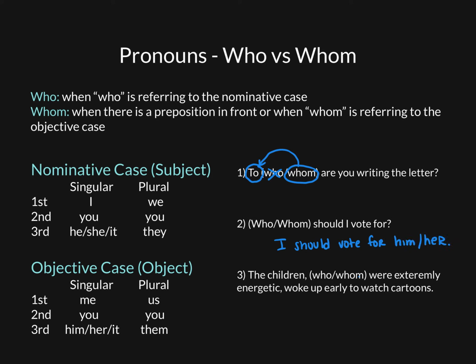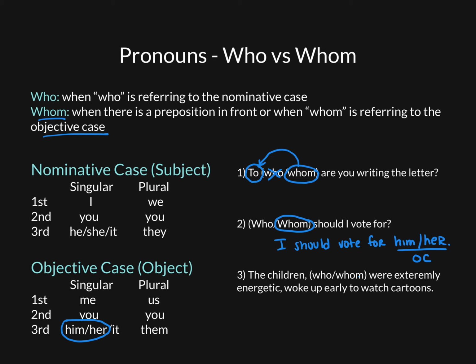And if we notice, him or her comes from the objective case right here. So since this is the objective case, and the objective case here refers to whom, we're going to use whom within this sentence. Now, our next sentence: the children who or whom were extremely energetic woke up early to watch cartoons.